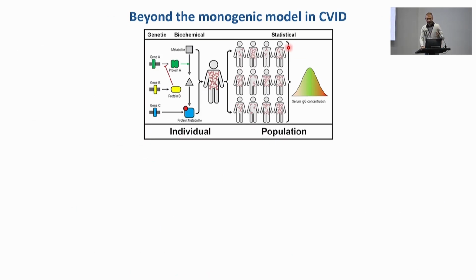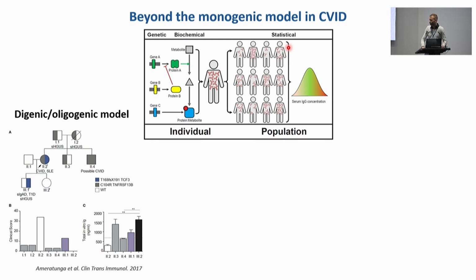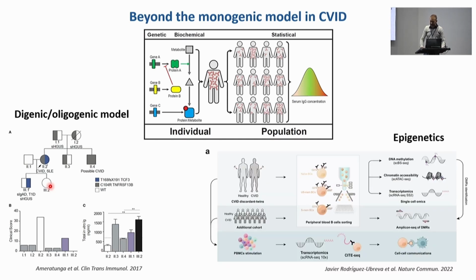Other non-monogenic models have been proposed, including the digenic or oligogenic model. This is a nice paper of Rohan and Miratunga showing a patient with TACI and TCF3 variants, which would be a digenic example. Then epigenetics have also been proposed. Here in Catalonia, we have Esteban Ballestar, who has been working in this field for many years, and he published a very popular paper about two discordant twins for CVID.